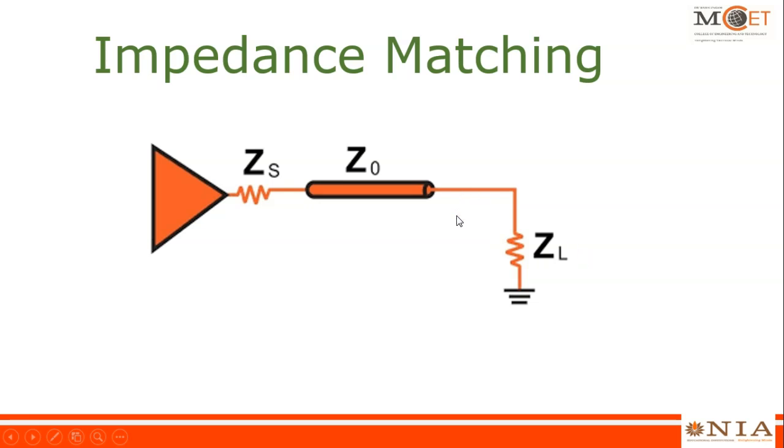So to achieve maximum power transfer in a high frequency circuit, we definitely do impedance matching. We will see one experiment using a transmission line in the next video.